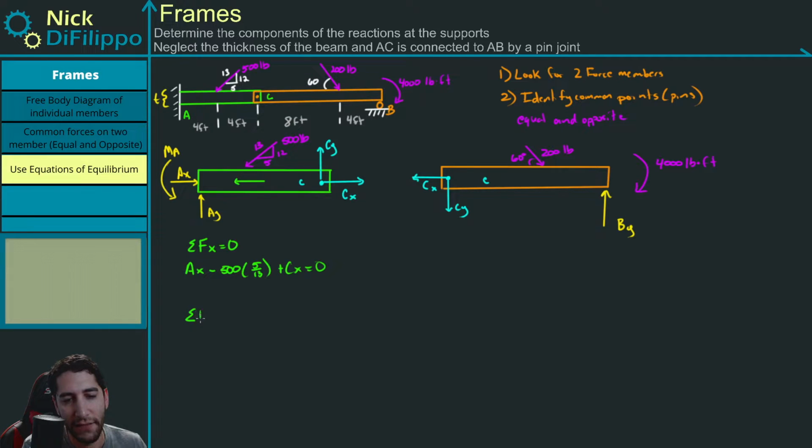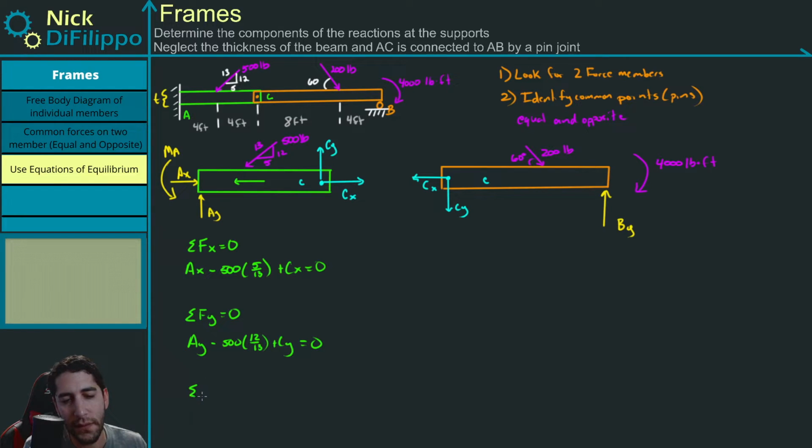Next, we have the sum of the forces in the Y equal to 0. And we'll have AY. We'll have minus 500 times 12 over 13. And then plus CY. So CY, this negative component of the 500-pound force, and plus AY. And this is equal to 0. So again, we can't really do anything with that equation.